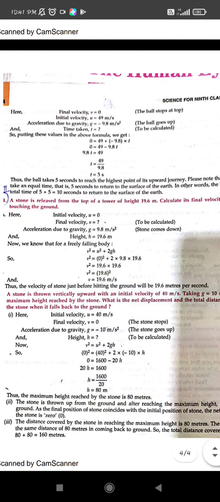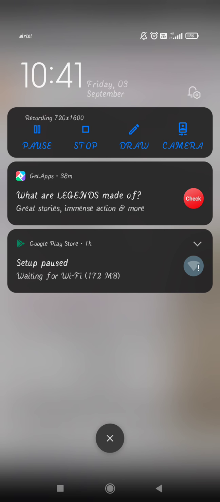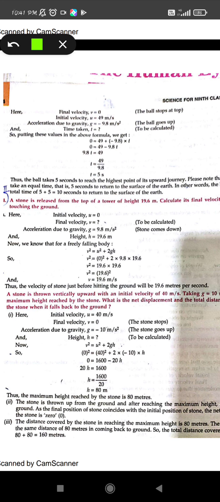See the next question: the stone is released from the top of the tower. Now the stone is released, so we can say that it is coming downwards, so it does not need any initial velocity. So the initial velocity will be 0, and the final velocity, whatever velocity is given in the question, will be v.